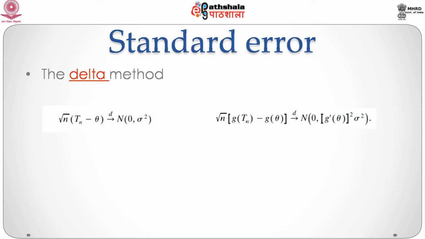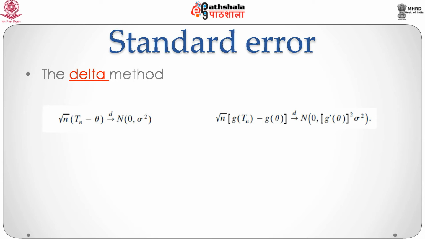Now, the delta method says that if I have a statistic Tn such that root n of (Tn minus theta) tends in distribution to normal (0, sigma square), then for sufficiently well-behaved functions, where by well-behaved I mean that there are restrictions on the second derivative of the function, it turns out that root n of (g(Tn) minus g(theta)) will tend in distribution to normal with mean 0 and variance given by (g dash theta) whole square times sigma square.